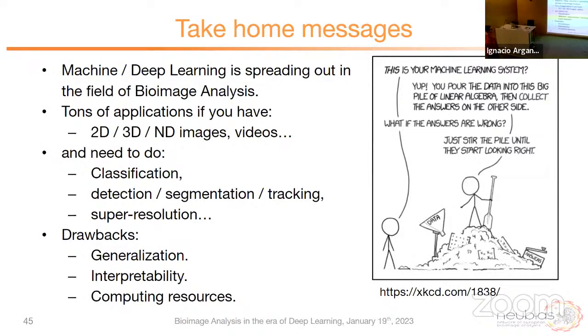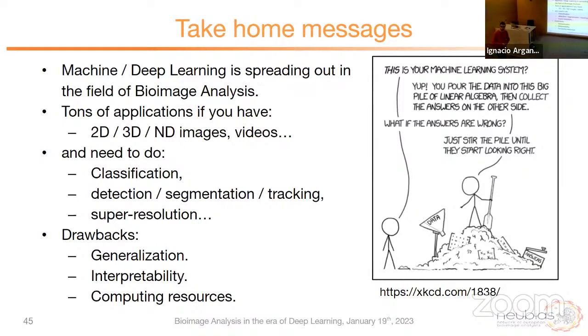So that's it, and just a few take-home messages. I hope it didn't take long, but I try to convince you that machine deep learning is spreading out in the field of bioimage analysis and other fields as well. And it has tons of applications if you have basically images of any type, 2D, 3D, multidimensional videos, etc. And if you want to do classic operations, for that, here with Danny, we have everything ready for you to do classification, detection, tracking, super resolution, etc.